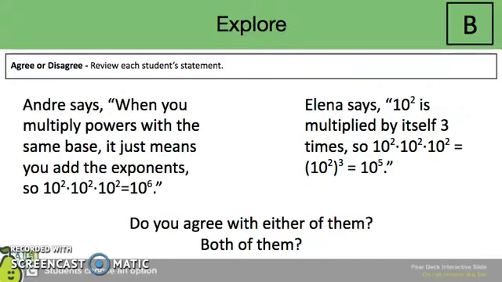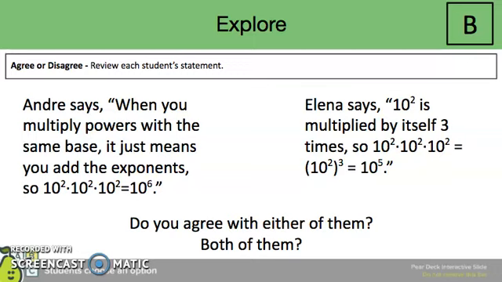For the Explore, it's mostly going to be discussion, and before going into the discussion, you want to preview Andre's statement, which is when you multiply powers with the same base, it just means you add the exponents. So 10 to the 2nd power times 10 to the 2nd power times 10 to the 2nd power equals 10 to the 6th power. And Elena states 10 to the 2nd power is multiplied by itself 3 times. So 10 to the 2nd power times 10 to the 2nd power times 10 to the 2nd power equals parentheses 10 to the 2nd power close parentheses to the 3rd power equals 10 to the 5th power. Do you agree with either of them?